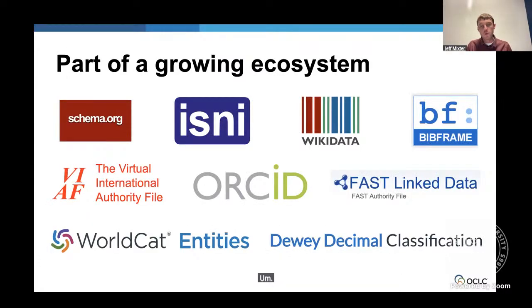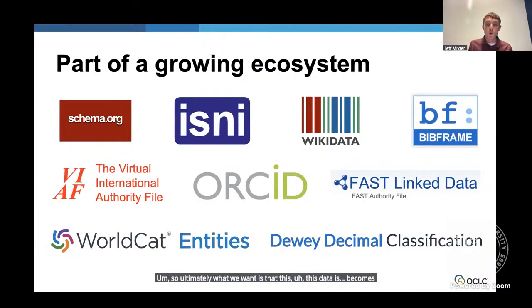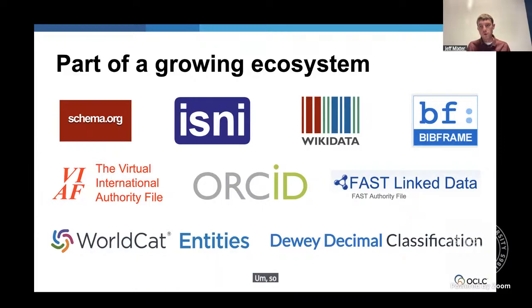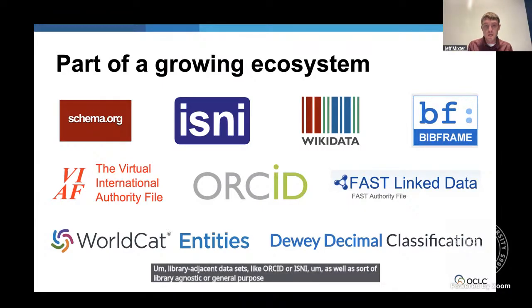So ultimately, what we want is for this data to become a part of an ever-growing ecosystem. So integrated both with library-specific data sets like Dewey or BibFrame or FAST, library-adjacent data sets like ORCID or ISNI, as well as library-agnostic or general-purpose linked data sets like Wikidata.